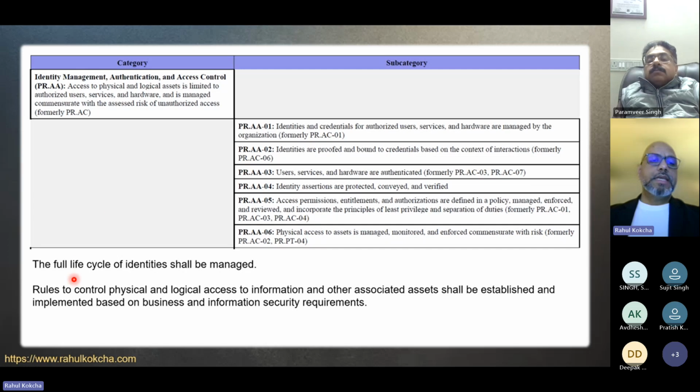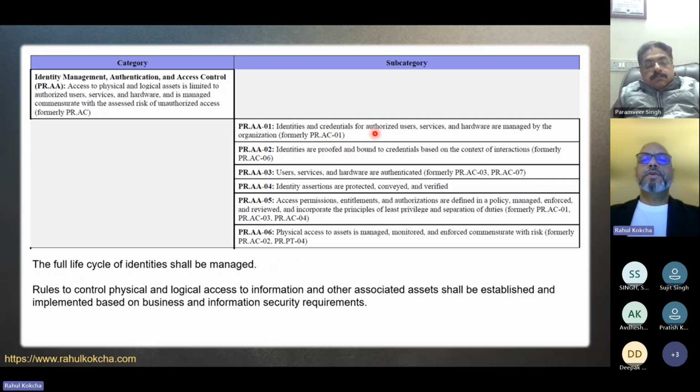So going to one example, identity management, authentication, access control. Fine. We talk about access to physical and logical assets being limited to authorized users. Fine. And this is further elaborated in subcategories: identities shall be managed. Fine. Identities are proofed, meaning authentication. Fine. Then users and services are authenticated. So this is given in CSF 2.0, and this is coming from 27001: the full life cycle of identities shall be managed. Fine. Again, talking about the same thing.